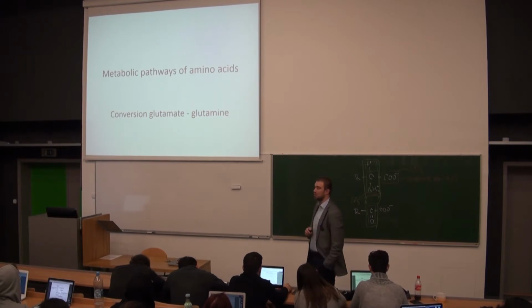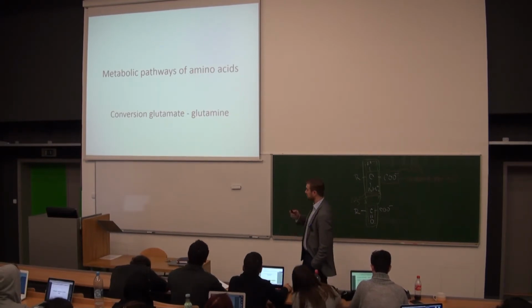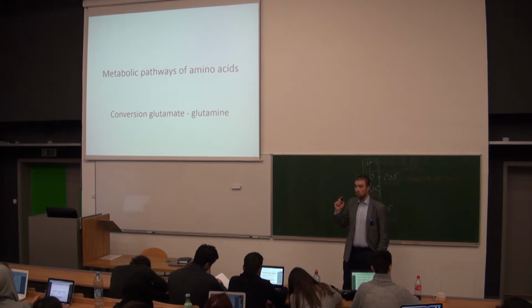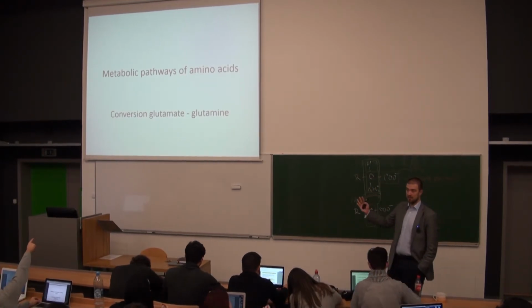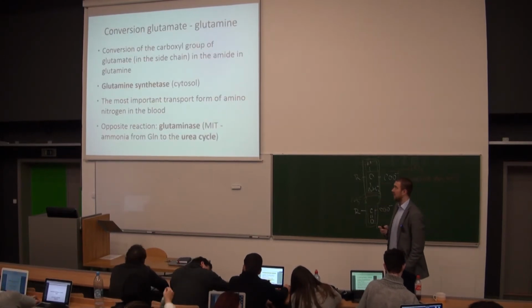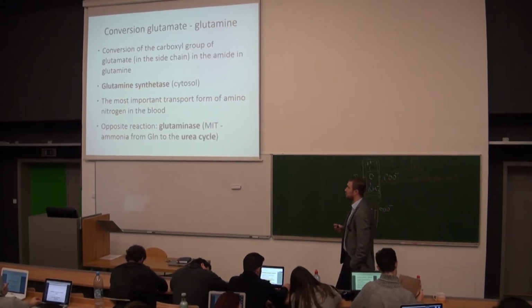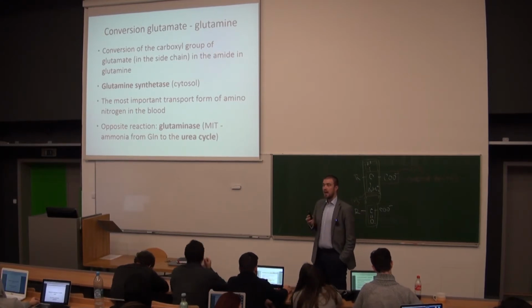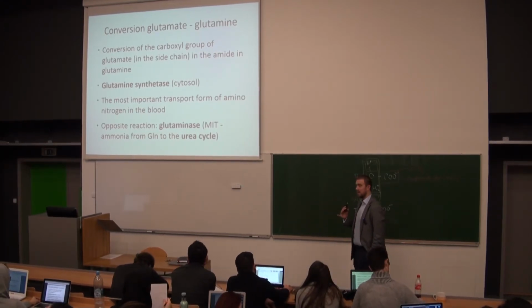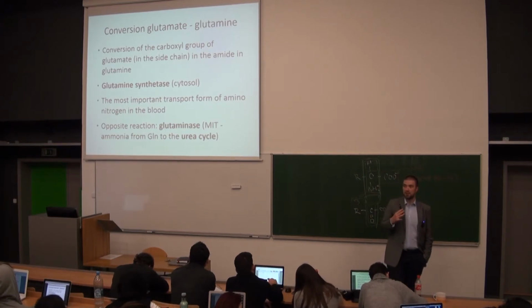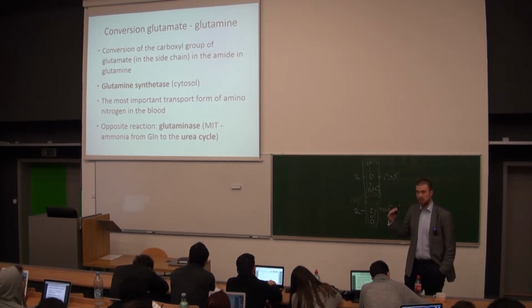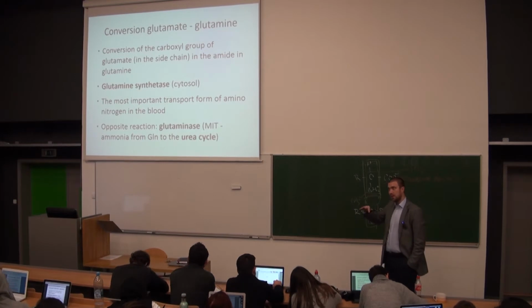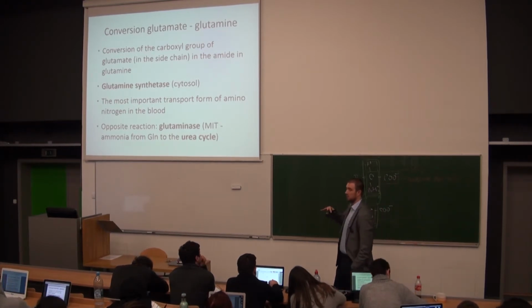Second is the conversion of glutamine and glutamate. We have alpha-ketoglutarate, glutamate, and glutamine. Glutamine is a very important molecule for our body. The problem is that ammonia itself is toxic for our body. I will tell you later, in the second part of the lecture, why ammonia is toxic. Right now, take the information that ammonia is toxic for our body.